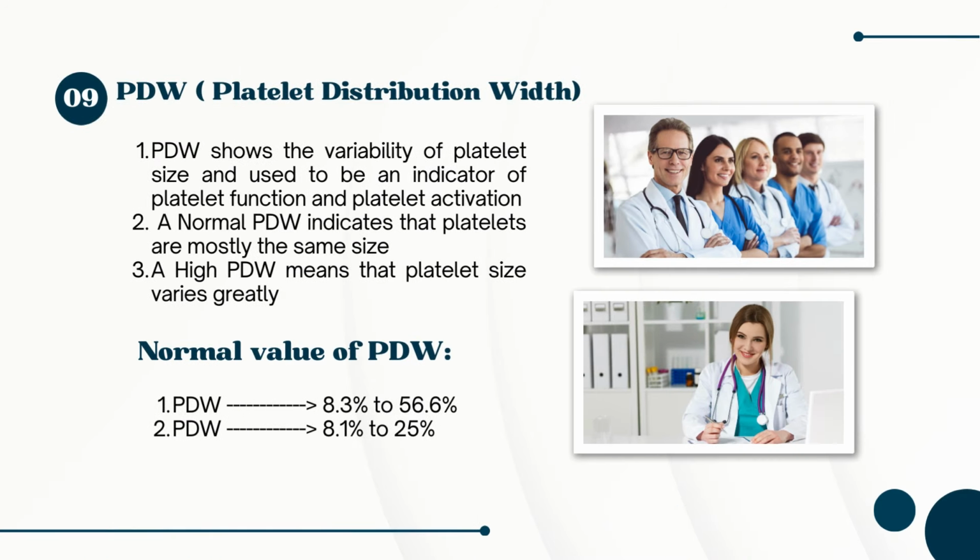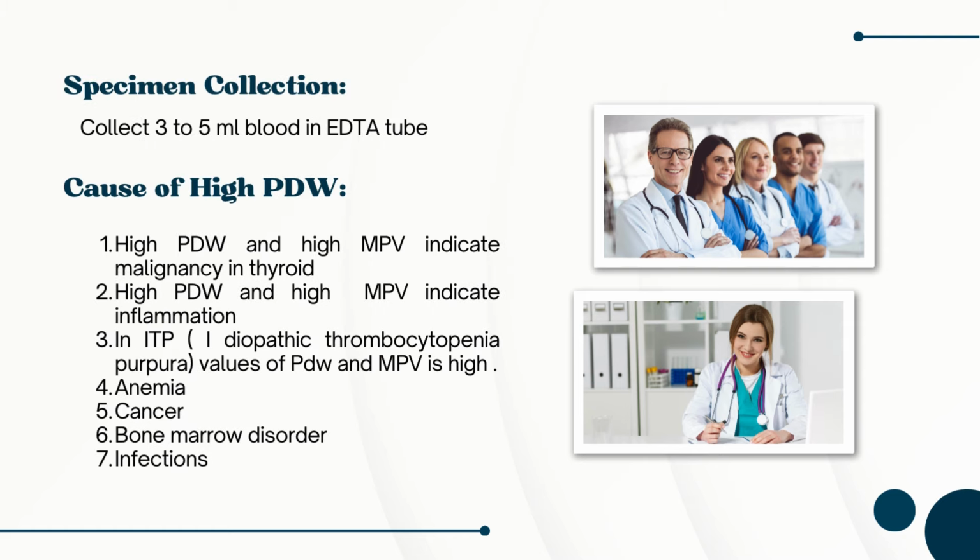Number 9. PDW, platelet distribution width. Number 1. PDW shows the variability of platelet size and is used as an indicator of platelet function and platelet activation. Number 2. A normal PDW indicates that platelets are mostly the same size. Number 3. A high PDW means that platelet size varies greatly. Normal value of PDW. PDW 8.3% to 56.6%. PDW 8.1% to 25%. Specimen collection. Collect 3 to 5 milliliters blood in EDTA tube.